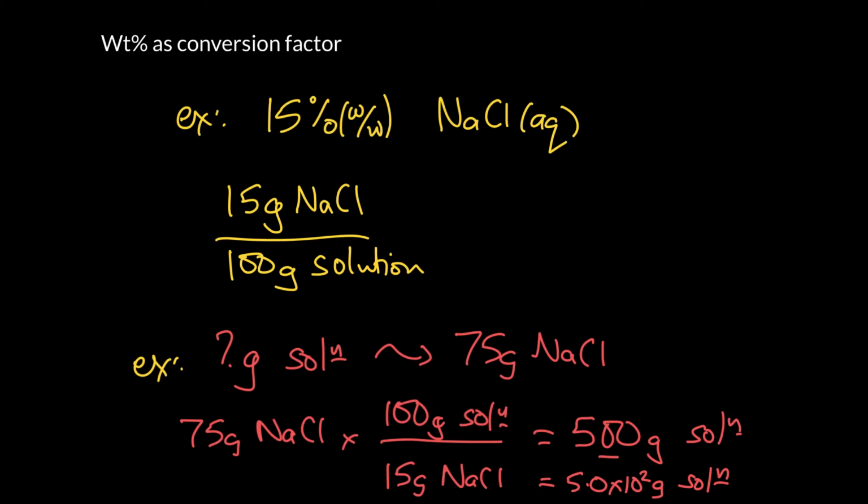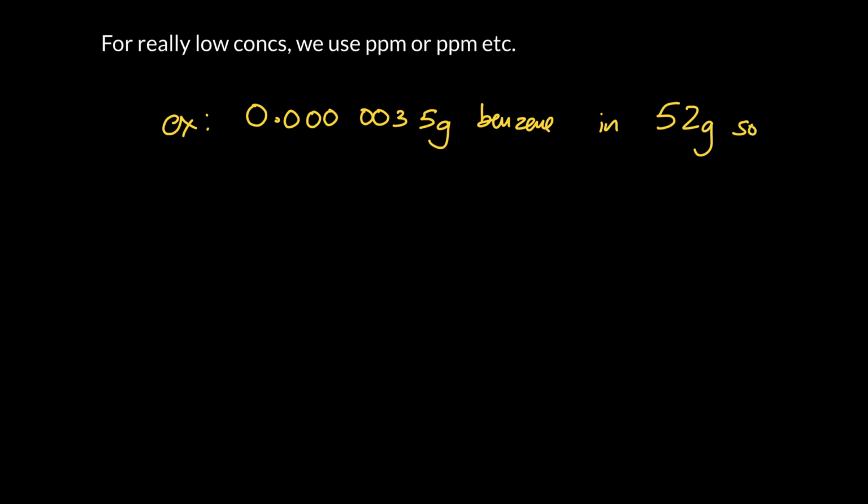So we can write percentages as factors, and we just write the percent as the number over 100. And if it's a weight percent, then it would be grams over grams like so. For really low concentrations, it turns out percentages are going to be really inconvenient. So for example, maybe we've got some benzene and we've got 0.0000035 grams of benzene. And benzene's a carcinogen, and it's in a solution of total mass of, say, 52 grams. So we can go ahead and calculate the percent of that.